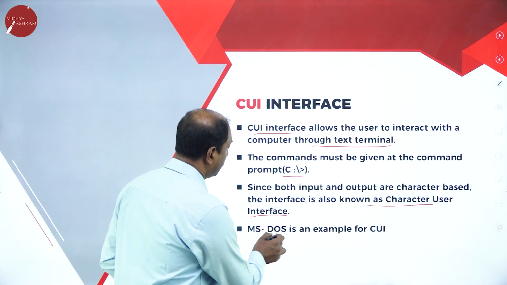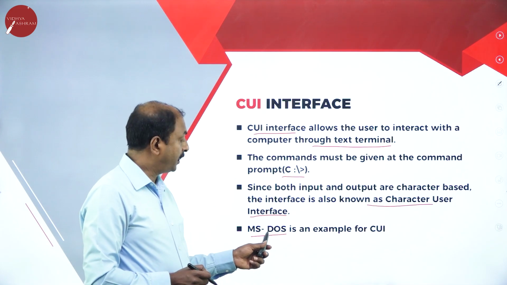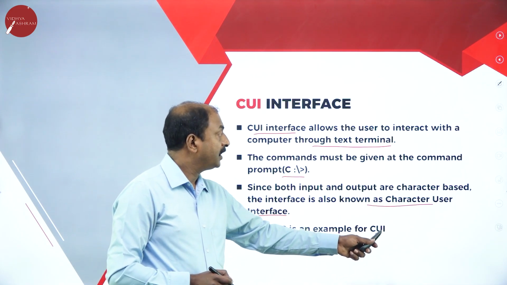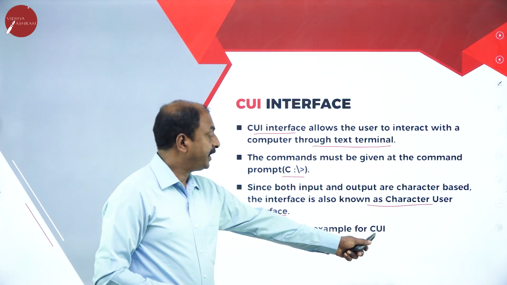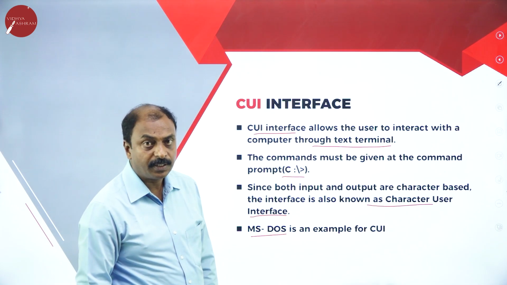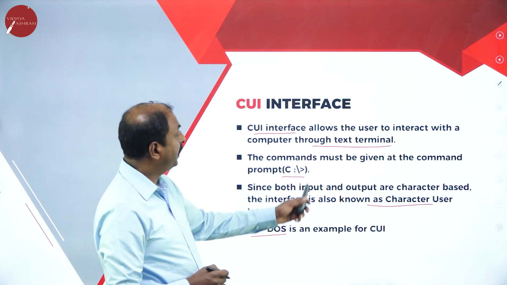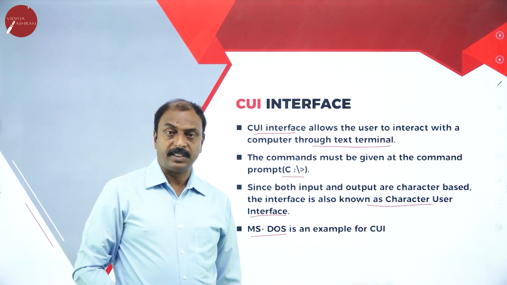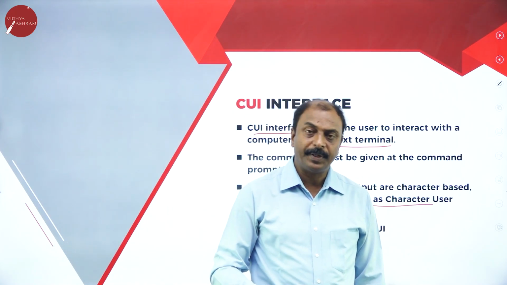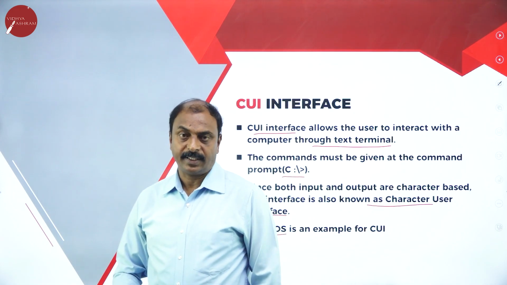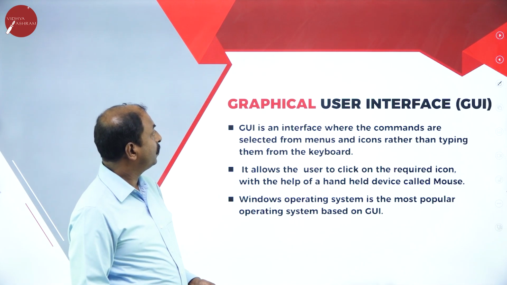Now MS-DOS, that is Microsoft Disk Operating System. Here DOS stands for Disk Operating System, and it is an example of a CUI operating system, or an interface. CUI is a type of interface where the user has to work with the command prompt, or C prompt, and this is the place where we type the instructions. These instructions are a combination of characters, maybe alphabets, numbers or special characters. That is why it is called character user interface.